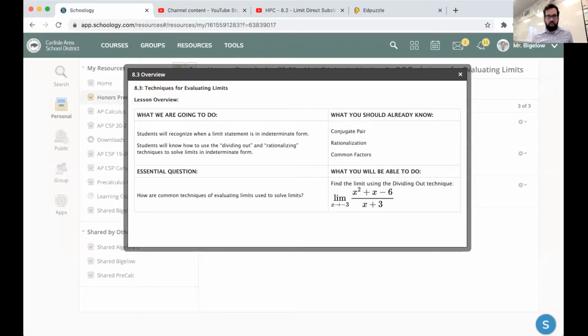Hey, Honors Pre-Calc. Today we're going to be learning lesson 8.3, techniques for evaluating limits. The essential question is, how are common techniques of evaluating limits used to solve limits? Here's what we are going to do.